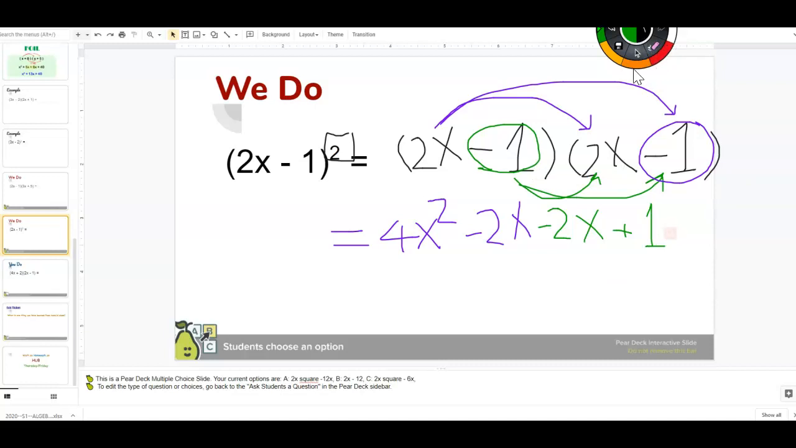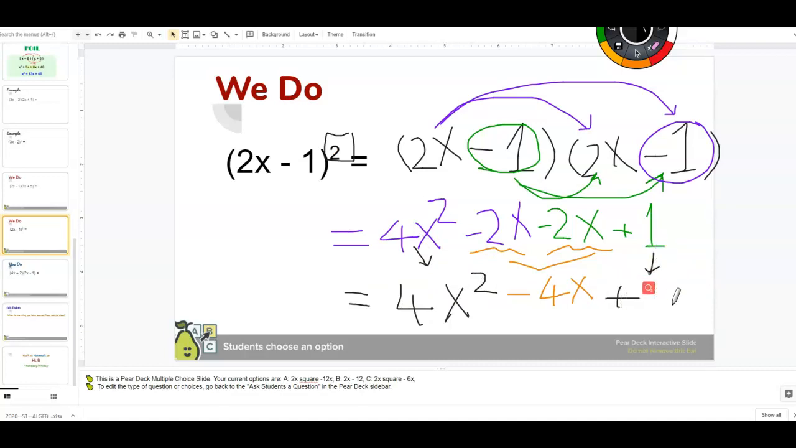Finally, combine like terms. X and x, add up the numbers in the front. -2 add -2 is -4x. And bring down whatever you haven't touched. And on the back. And that's it. Okay.